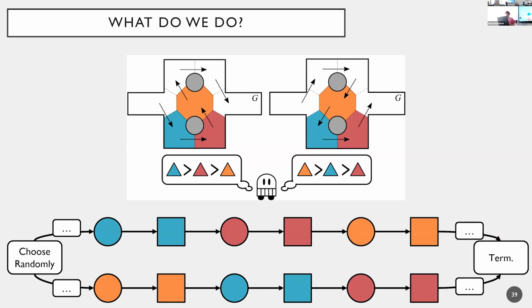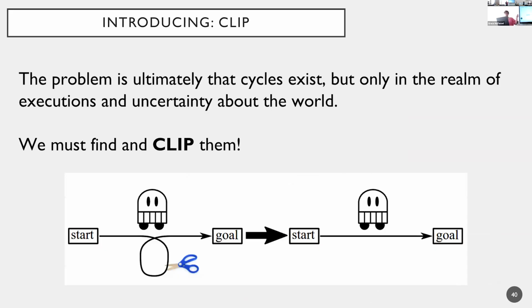Cycles like this prevent progress measures from being defined, but these cycles only exist in the abstract. They are only discoverable when we know the precise way in which plan vertices correspond to the worlds on which plans act. So how do we identify these cycles? And more importantly, what do we do about them once we've found them? So, like I said, the problem is they're cycles. So we need to find and clip them.